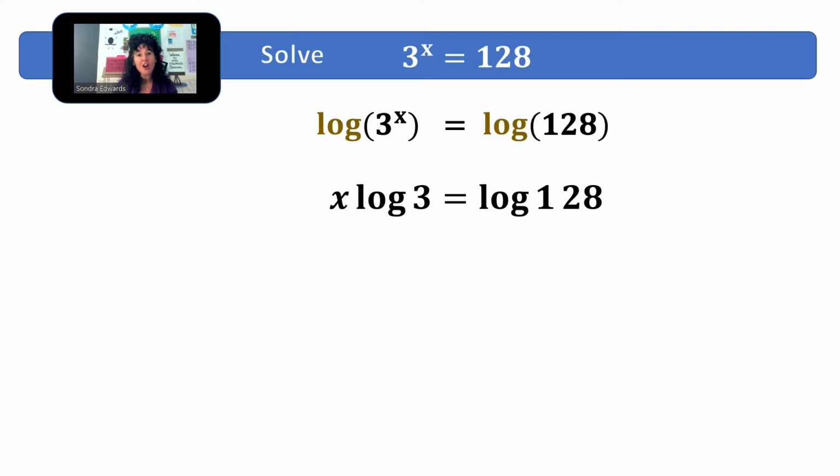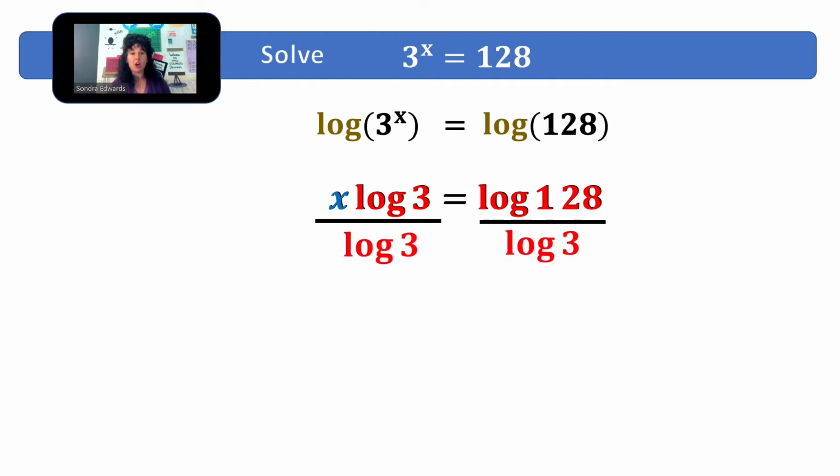I know that log of 3 looks kind of ugly, but it's just a number. It's around 0.48-ish. And log of 128 is about 2.1-ish. They're just numbers. So if those are just numbers, to get rid of x multiplied by a number, we're going to divide by that number. So I'm going to divide both sides by the log of 3. Then x is going to be all by itself.